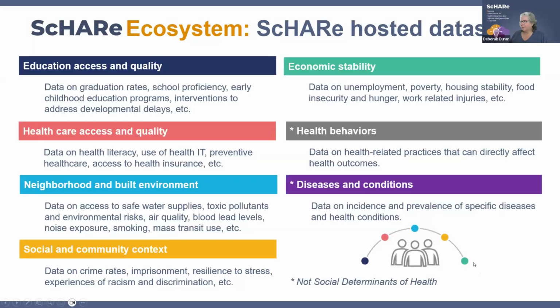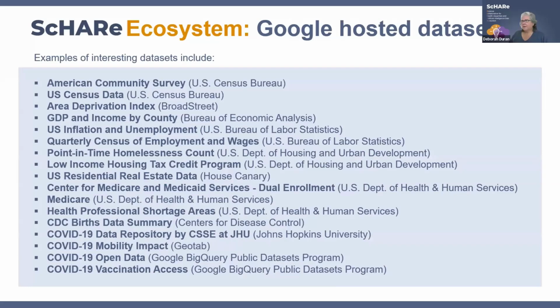I think this is an important point. Your demographics are not social determinants of health. Demographics are things like age, race, ethnicity, gender. The isms associated with those things are social determinants of health. This is an example of a few of the data sets that we have. Some of the more popular ones, like American Community Survey, Area Deprivation Index. There are so many more, so please look at them.